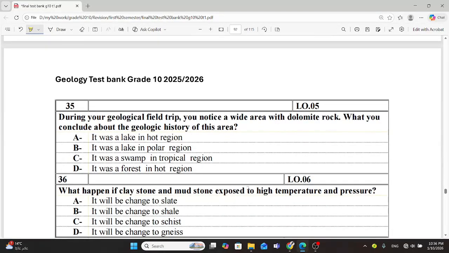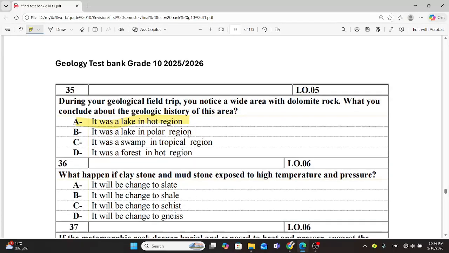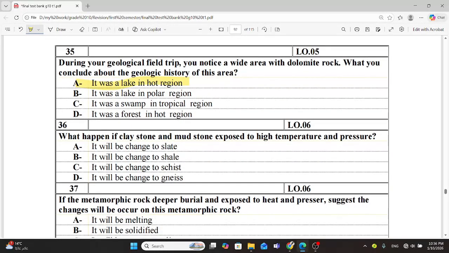During your geological field trip you noted a white area with dolomite rock. What do you conclude about the geological history of this area? It was a lake in a hot region. Yes, dolomite rock means it was a lake in a hot region.